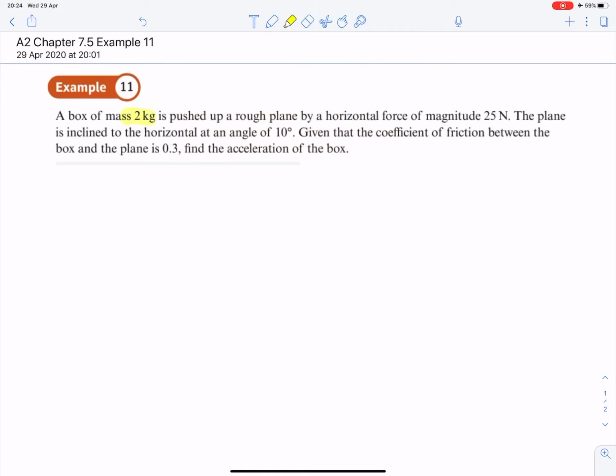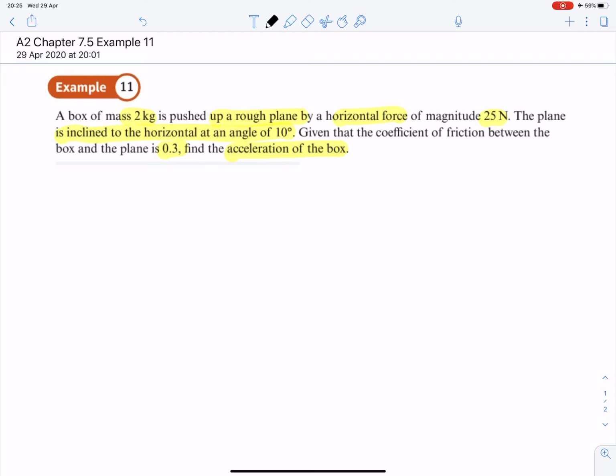So we've got a box of mass 2 kilograms. It's pushed up a rough plane. It's pushed by a horizontal force of 25 newtons. The plane is inclined to the horizontal at an angle of 10 degrees. The coefficient of friction between the box and the plane is 0.3. Find the acceleration of the box.